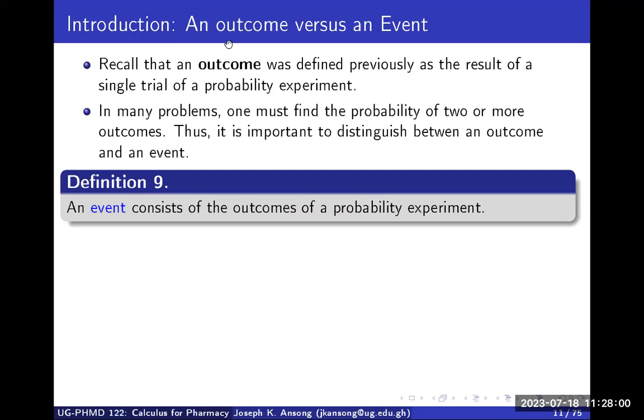So remember that an outcome is the result of just a single trial of a probability experiment. But in many problems, you will do the experiment several times, so you could have 2 or more outcomes. We distinguish between what an outcome is and what an event is. An event constitutes 2 or more outcomes, not just a single experiment. So an event consists of the outcomes of a probability experiment, which could be done 2 or more times, not just once. That's one of the big differences.